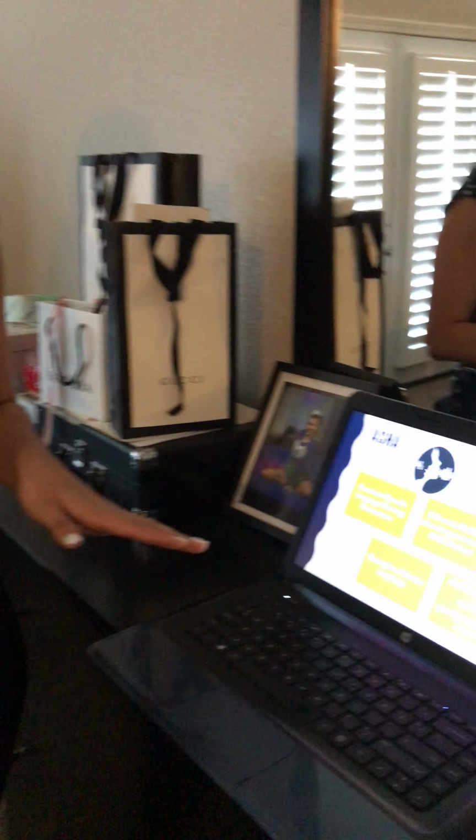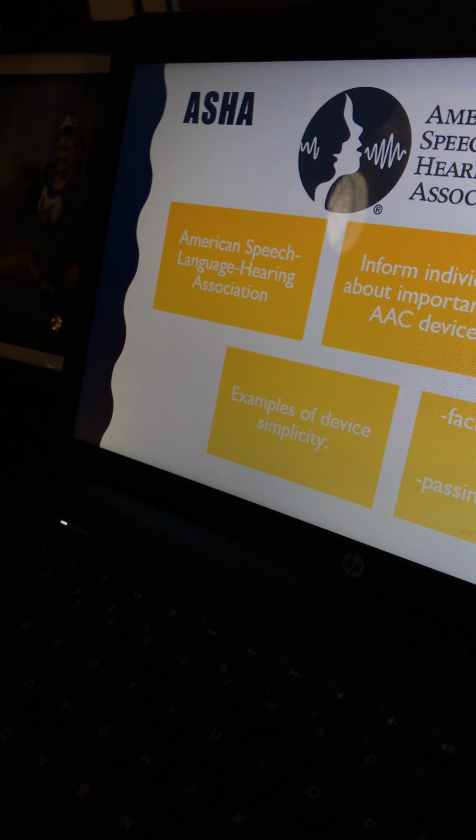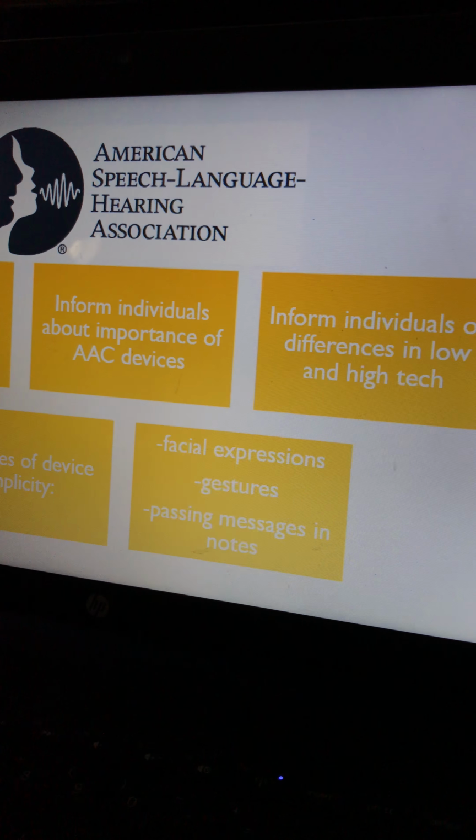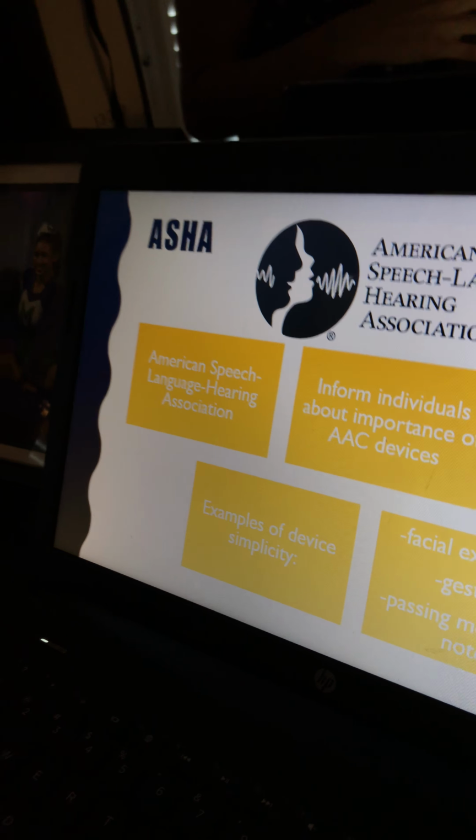Next we're going to talk a little bit about ASHA, which is the American Speech Language Hearing Association. This association is the main board for all speech pathologists. This is a board that they have to get certified through. Their website offers a lot of information on AAC devices. It informs individuals about the importance of AAC devices. Some people may be hesitant about using them, but this website offers a lot of information on how their life can improve through the use of these devices.